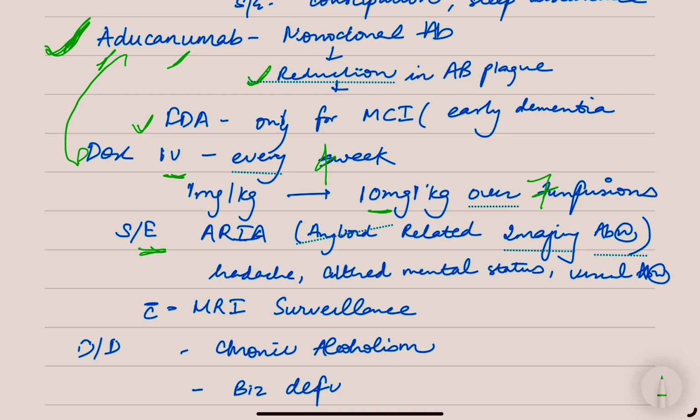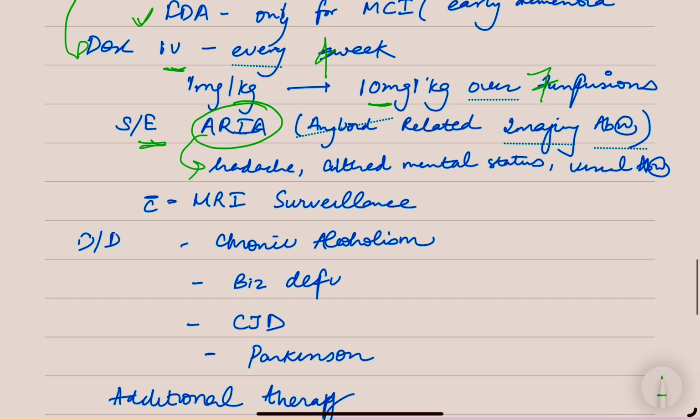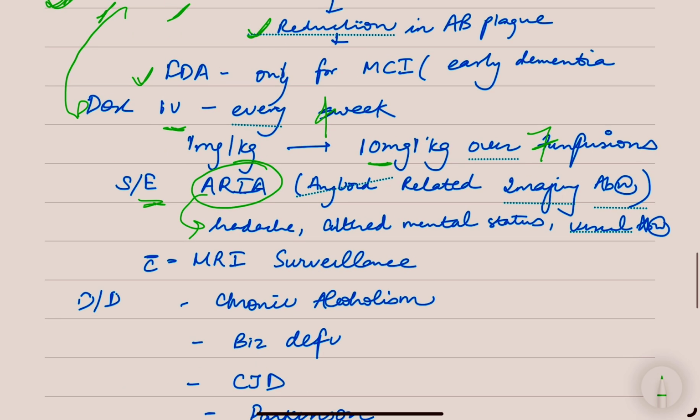What is the side effect of this monoclonal antibody aducanumab? That is ARIA, amyloid related imaging abnormality, which can manifest with headache, altered mental status, or visual abnormalities. So while giving this antibody, you have to do MRI surveillance. In patients in whom MRI is contraindicated, for example patients with pacemakers which are MRI incompatible, you cannot give this monoclonal antibody, that is aducanumab.